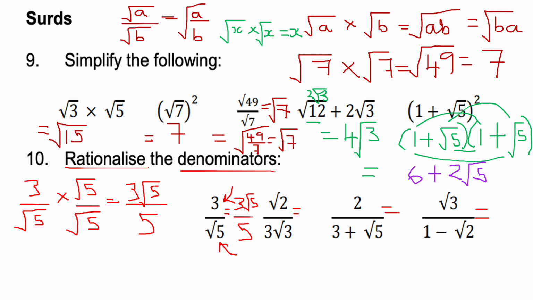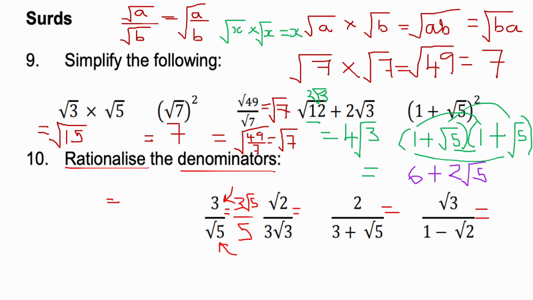So that's the first one. So rationalize means getting rid of the surd that is on the denominator of my fraction. The next one, I've got root 2 over 3 root 3. So I don't want the root 3 on the bottom. So I'm going to multiply top and bottom by 1, multiply this fraction by 1, i.e. root 3 over root 3.